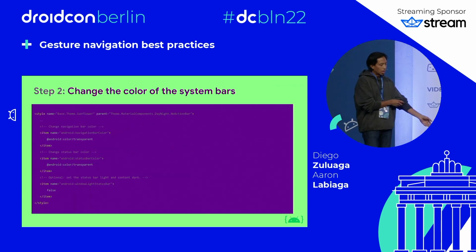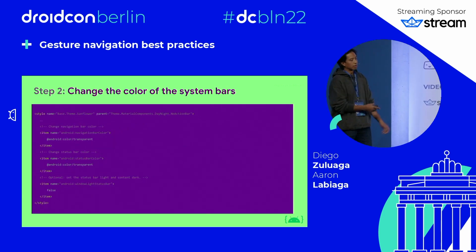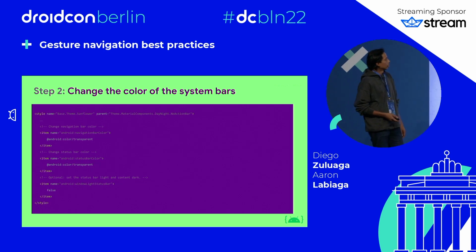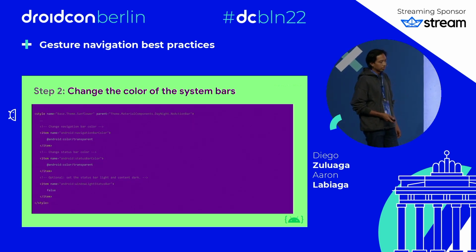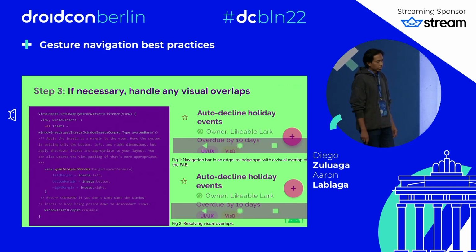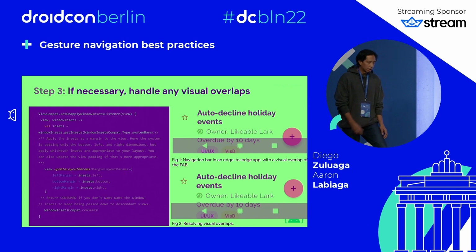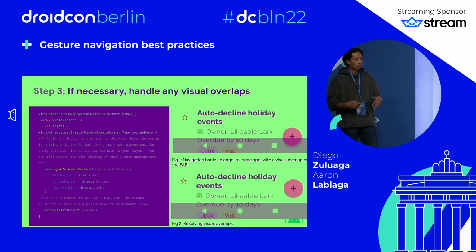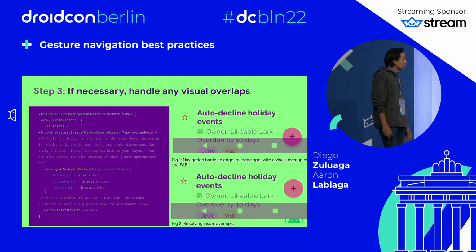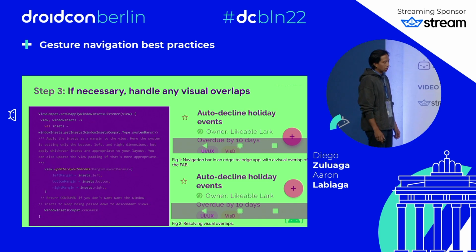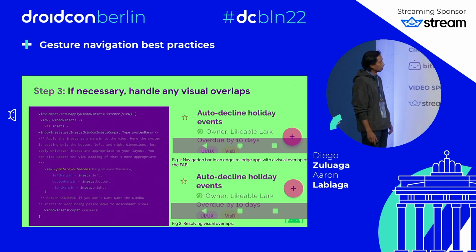Great. So now we are changing the color of the system bars, and in here you can see the first 2 items. We are changing the colors to transparent. Easy enough. And if you're unlucky, you'll have to handle any visual overlaps. So what does that mean? It means that any interactive elements that you have near the navigation insets will probably overlap. So here on the upper right-hand corner, you'll see that the FAB is actually overlapping with the 3-button navigation bar. So how do we resolve this?